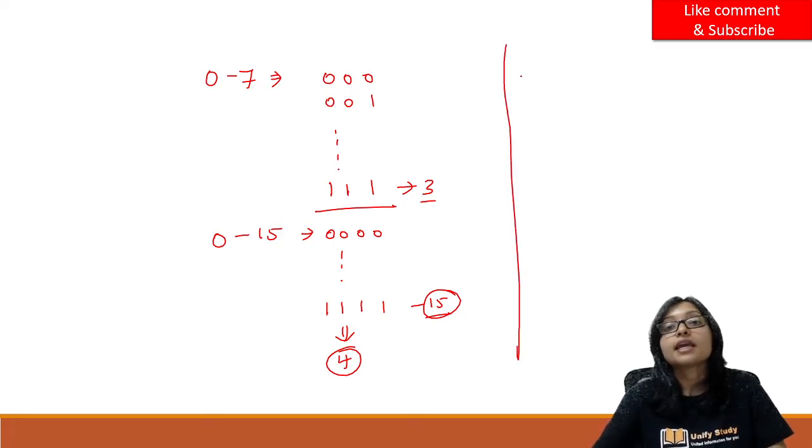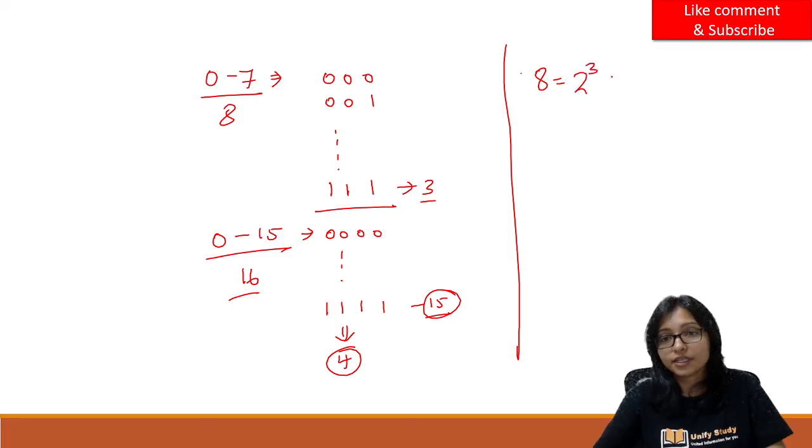Log means, if the total range is 8, here the total range is 16. So 8 means 2 to the power 3. So how many bits are required? 3 bits are required. If the range is 16, then how many bits are required? 2 to the power 4 means 4 bits are required.